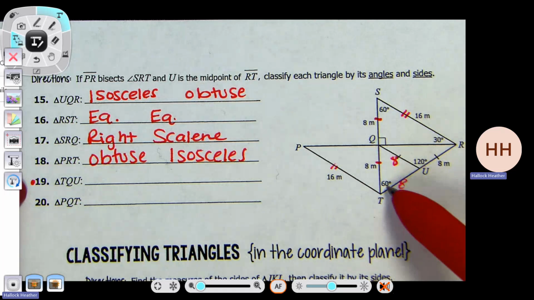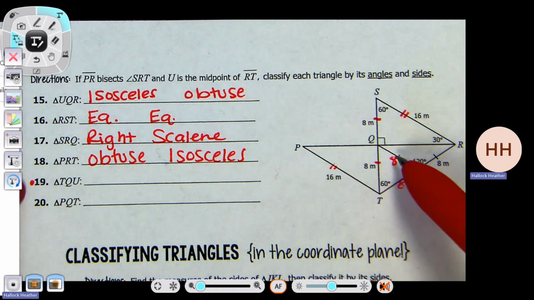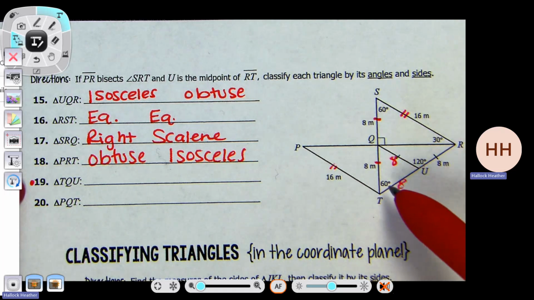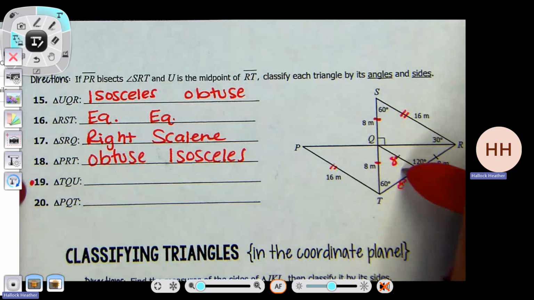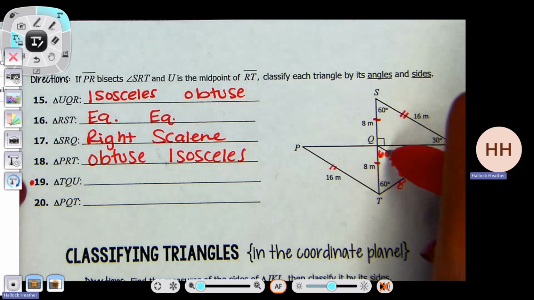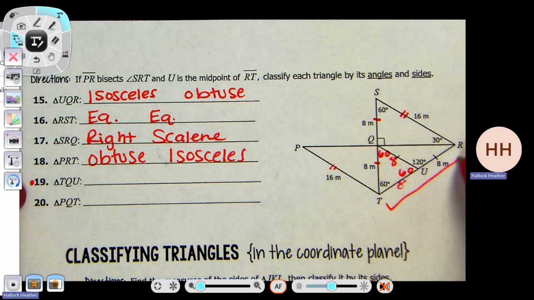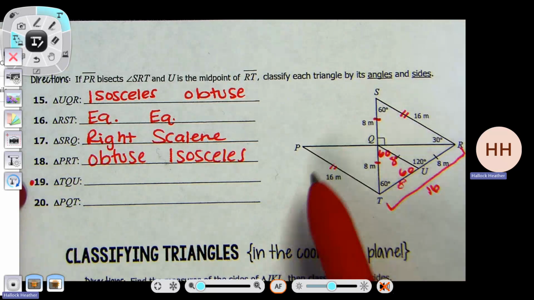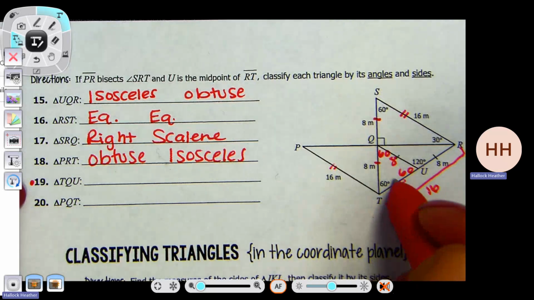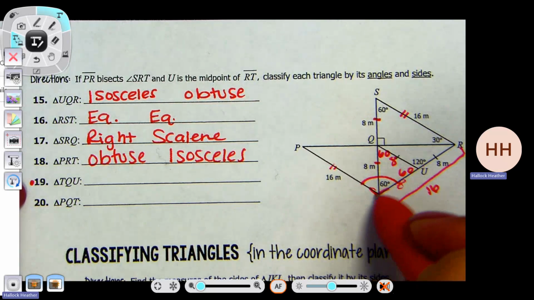If this is 60 and these are both 8, anytime you have a 60 triangle and there's congruent sides, this is automatically going to be 60. This is automatically going to be 60 because the triangle has to add to make 180. So it's going to have 60, 60, 60, and then all the sides are going to be the same, 8, 8, and 8. So this total length is going to be 16 as well. So it's isosceles and it's obtuse because this is your big angle.